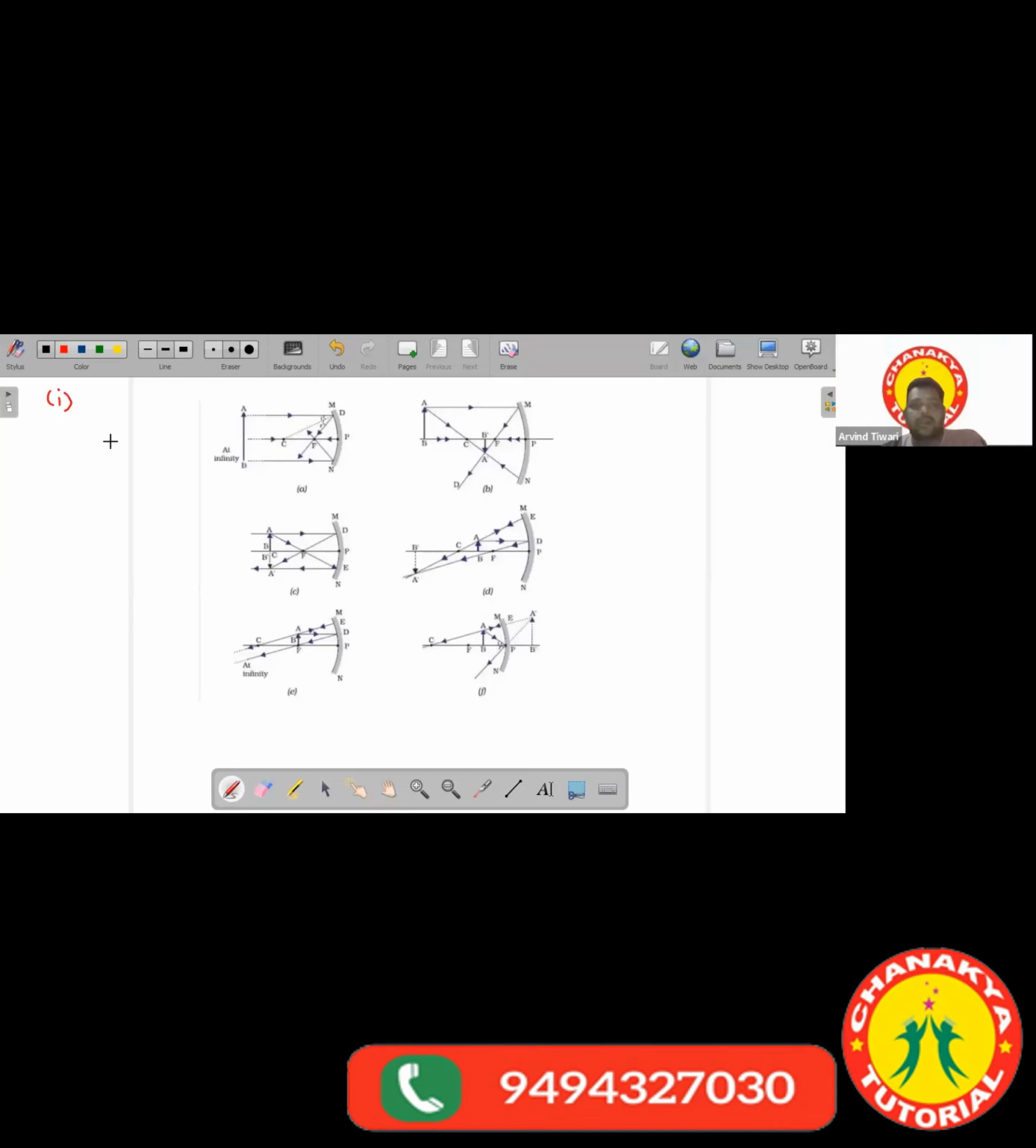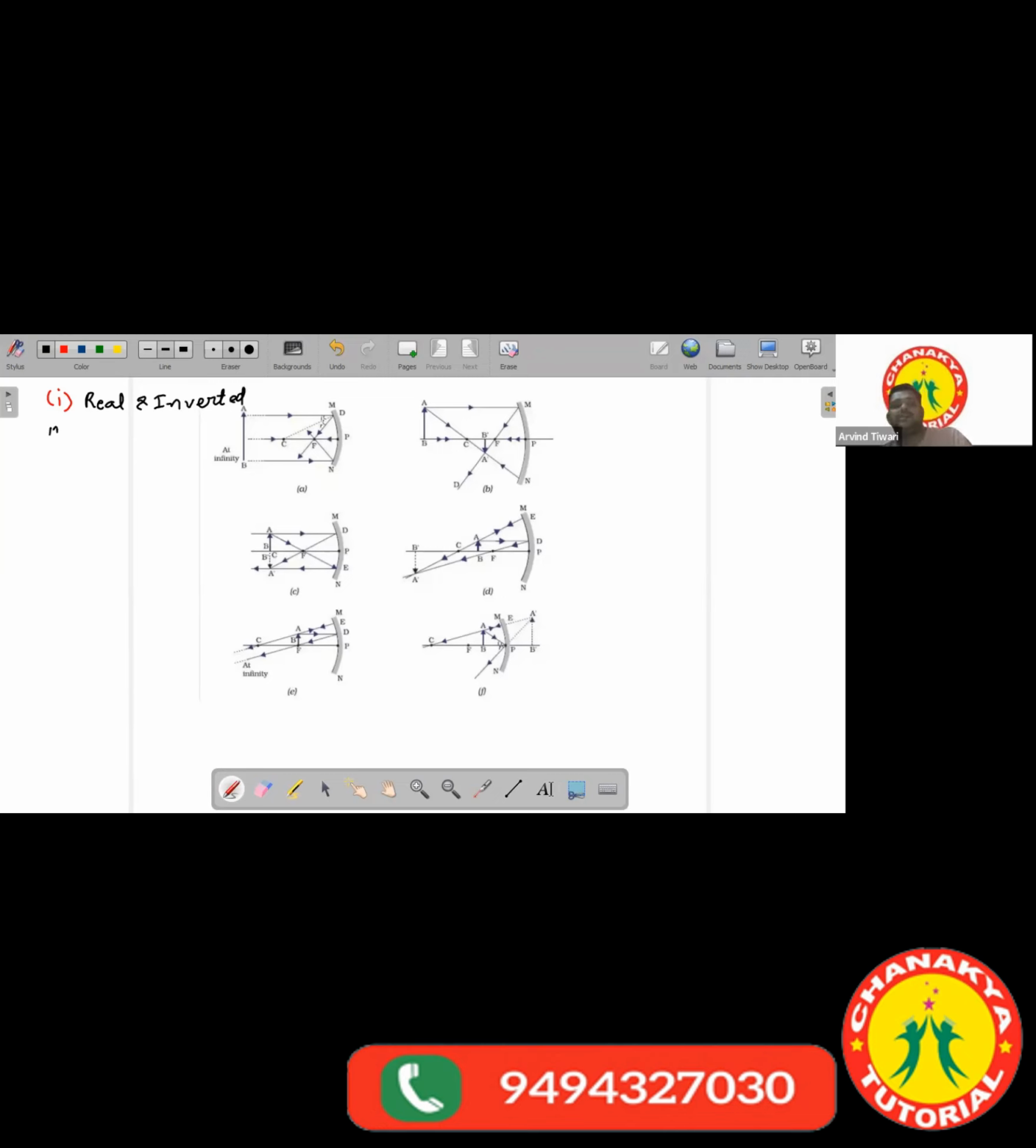Okay, see, here we observe that the light rays are coming parallel to the principal axis, and after reflection they meet at focus. Since the light rays are actually meeting each other after reflection, the image that will be formed is a real image. So we have here formation of a real and inverted image. So the image is real and inverted.